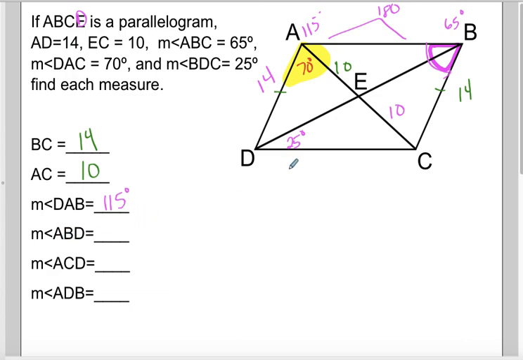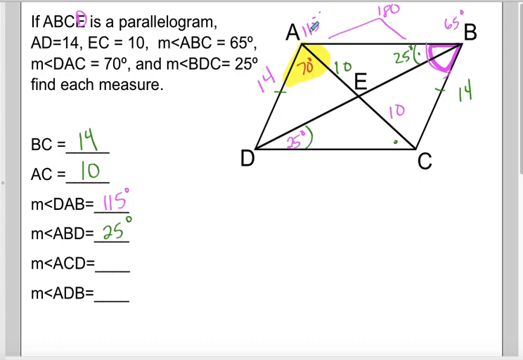Angle ABD is next. So A to B to D, that's this top piece of this angle here. And it will be 25 because of alternate interior angles being congruent. Those two angles are going to match. Next is ACD. A to C to D is this one down here.